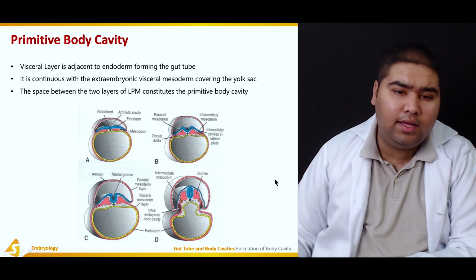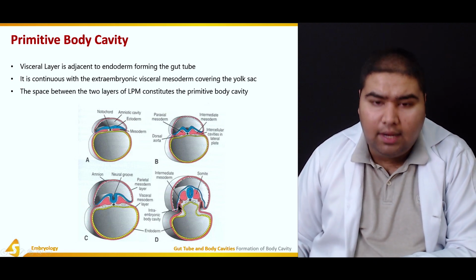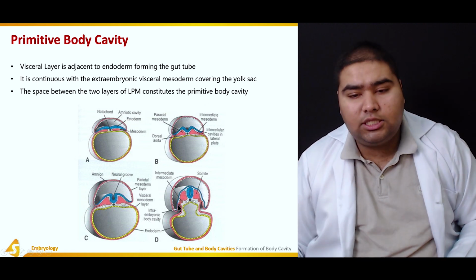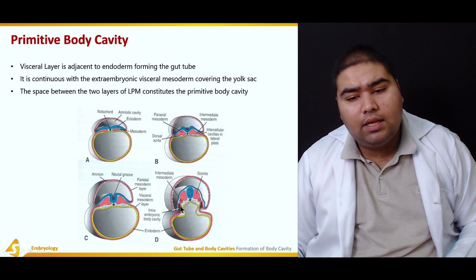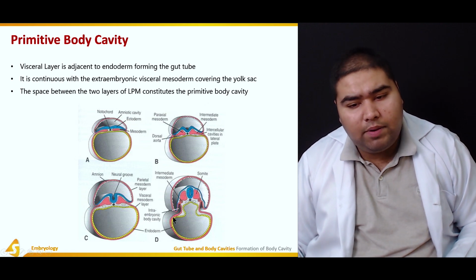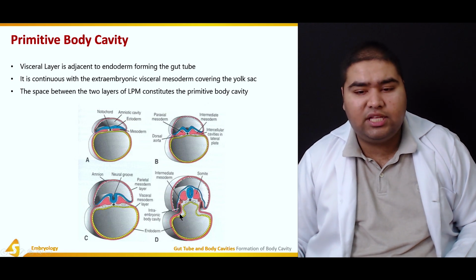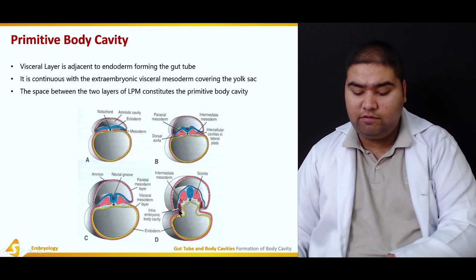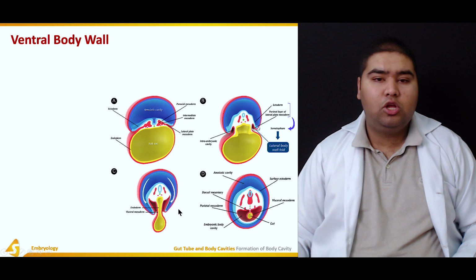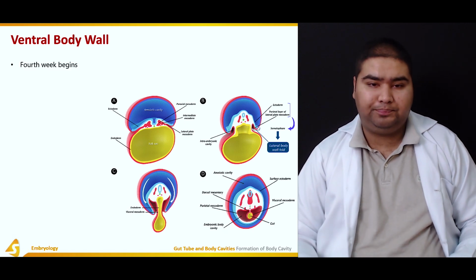Obvious from the figure. The space between the two layers of the lateral plate mesoderm, again very important. The space between the parietal upper layer in red and the visceral layer of lateral plate mesoderm, the yellow one, the red one adjacent to the yellow one, is known as the intraembryonic or the primitive body cavity. So now we'll talk of the ventral body wall.